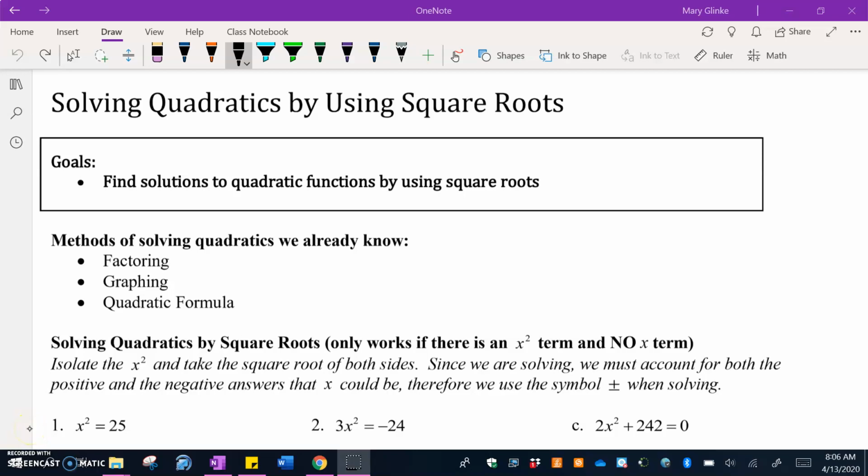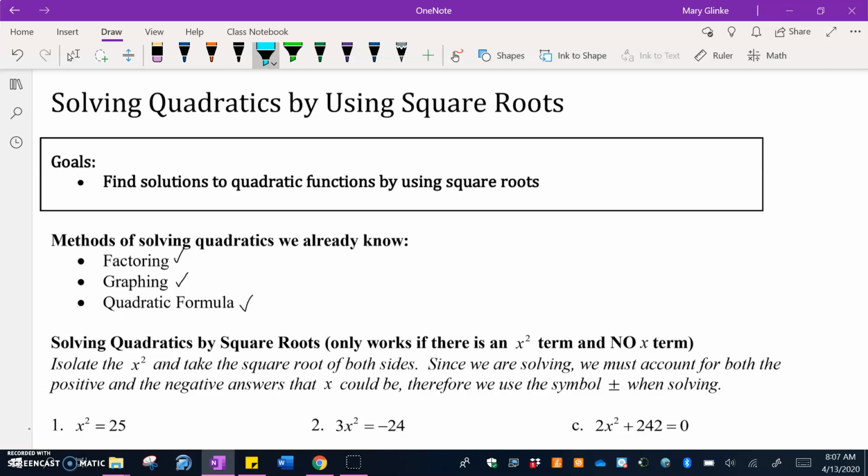Hello everybody, today what we're going to do is solve quadratics by using square roots. So far we already know how to factor quadratics. We get everything equal to 0, we factor and set each part equal to 0. We can graph if it's in vertex or standard form and the x-intercepts are your solutions. Or we can solve quadratics by using the quadratic formula. There's a new method though, you can solve by using square roots.